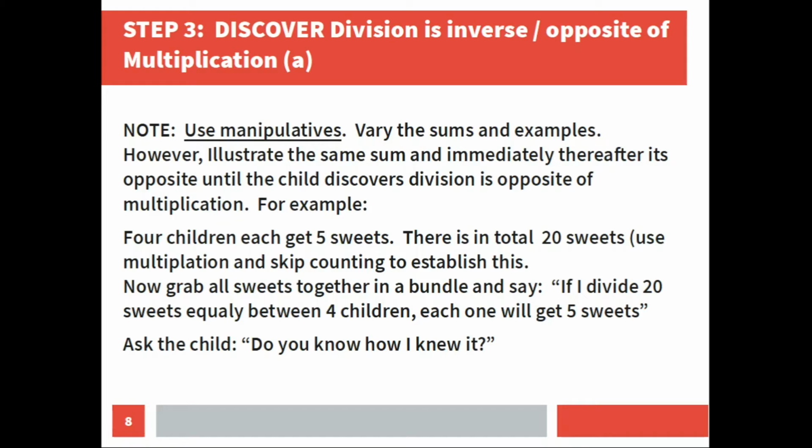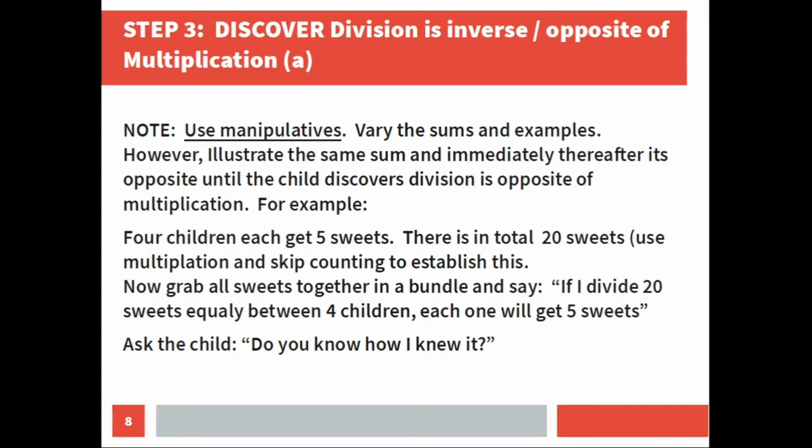And another way you can count it, or what can you do? You can multiply it. So, what is this? 4 multiplied by 5. 4 groups multiplied by 5 sweets in the group, 20 sweets. This step is important. And then directly thereafter, you grab all the sweets together. You say, if I divide these 20 sweets equally between these four children, each one will get 5 sweets. And then you count it. You show 5 for you, 5 for you, 5 for you, and 5 for you.